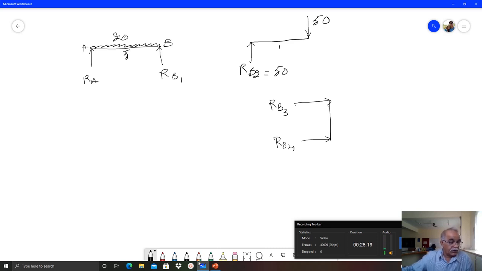Coming to the end moments. At A, MAB is minus 39.07, that is anti-clockwise moment, MBA 46.87, clockwise. And here it is 50 minus anti-clockwise, and here it is 3.13 clockwise, and here 1.6 again clockwise.